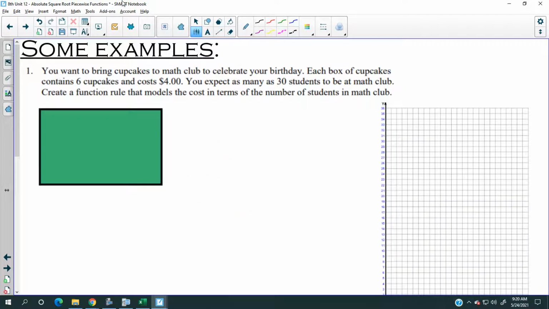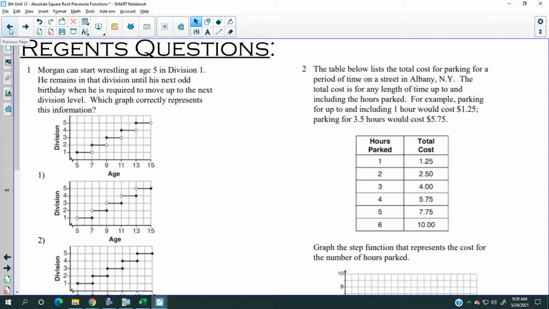Now let's look at some word problems, and then I just want to show you this. I don't even want to spend that much time on it.